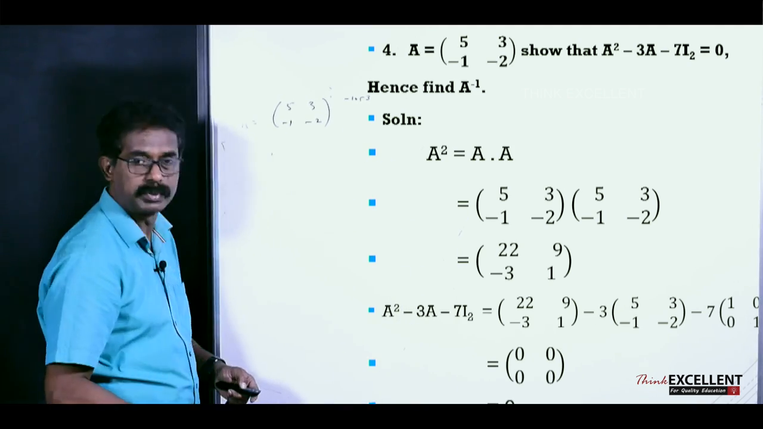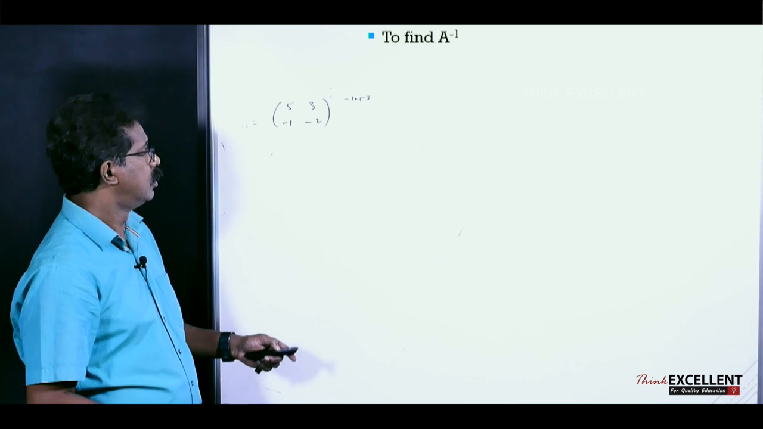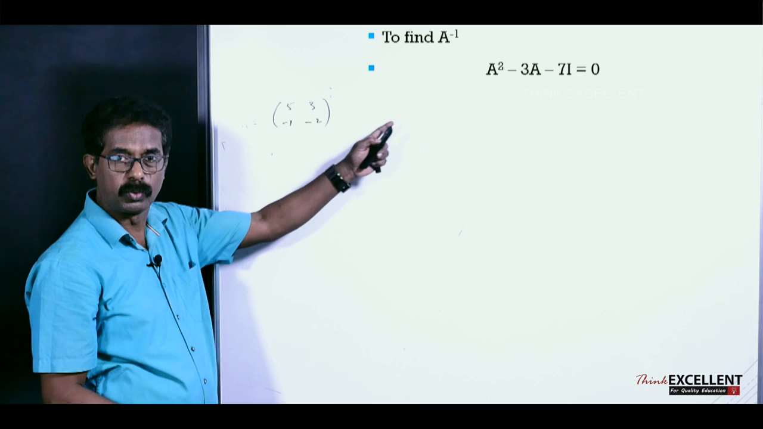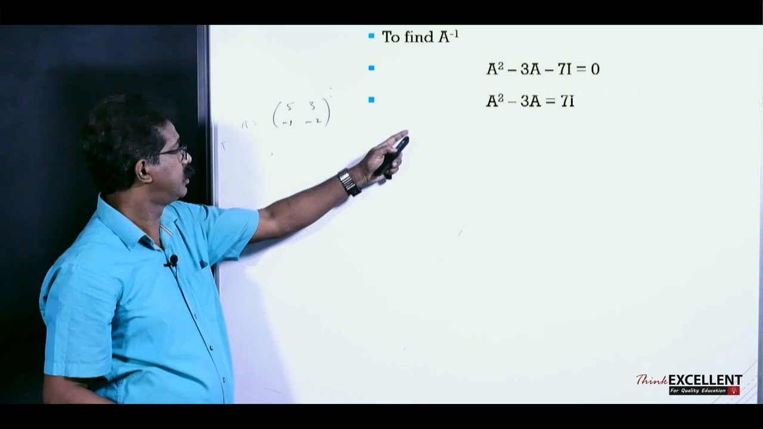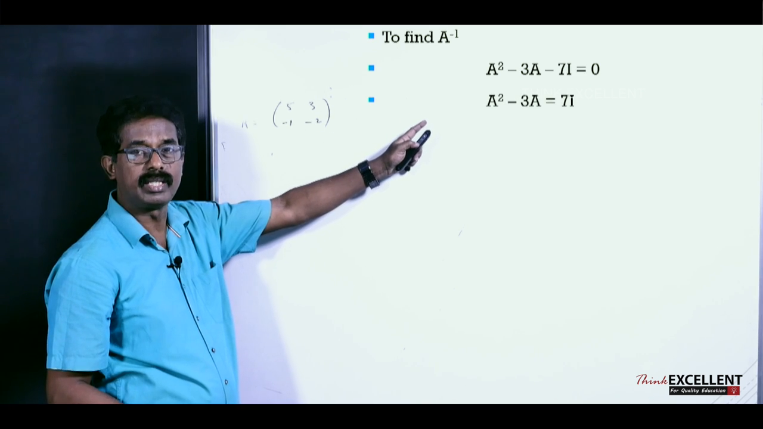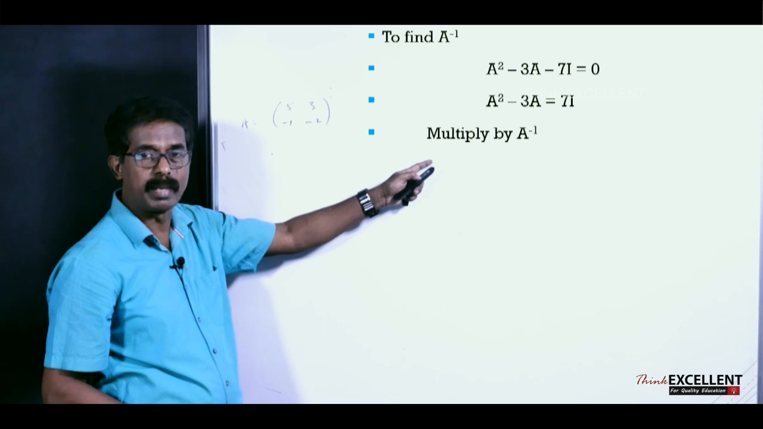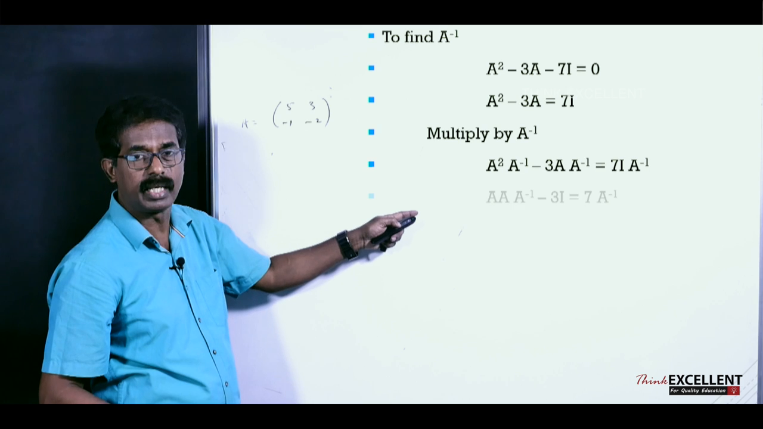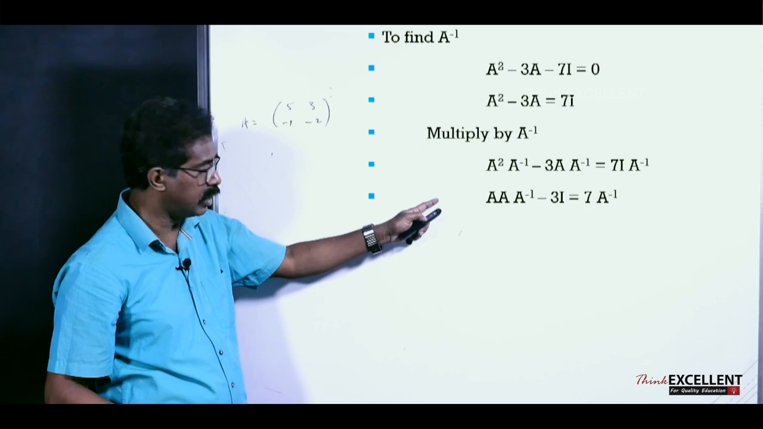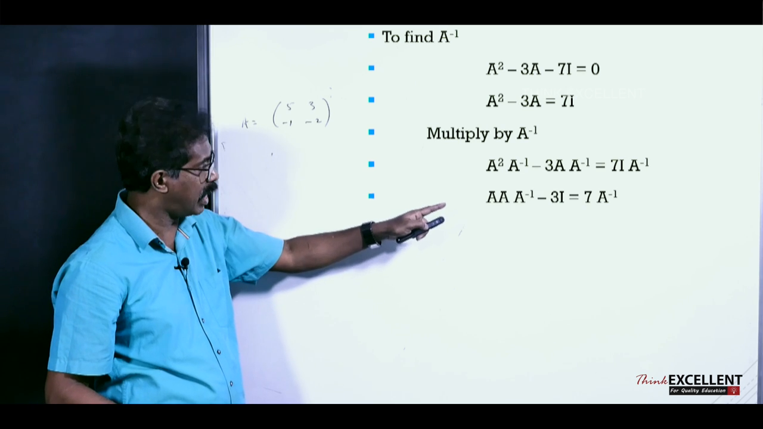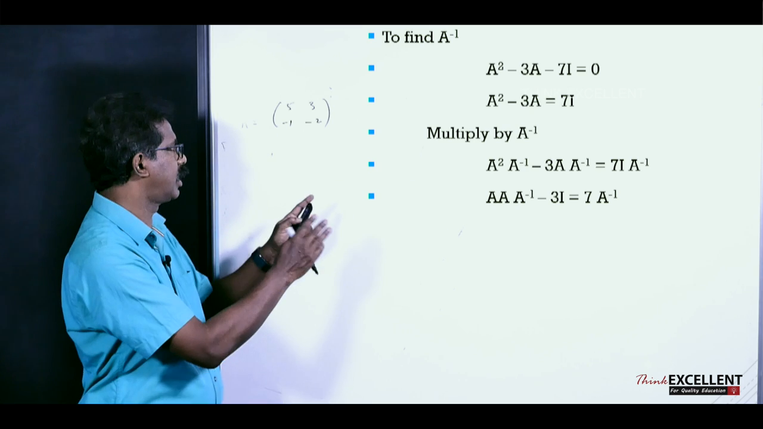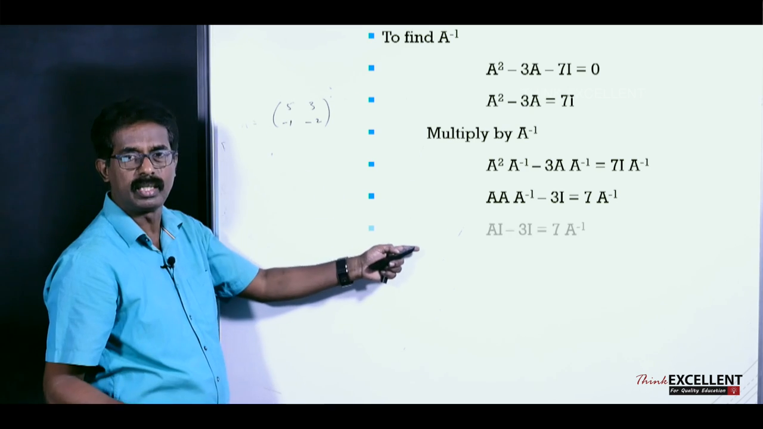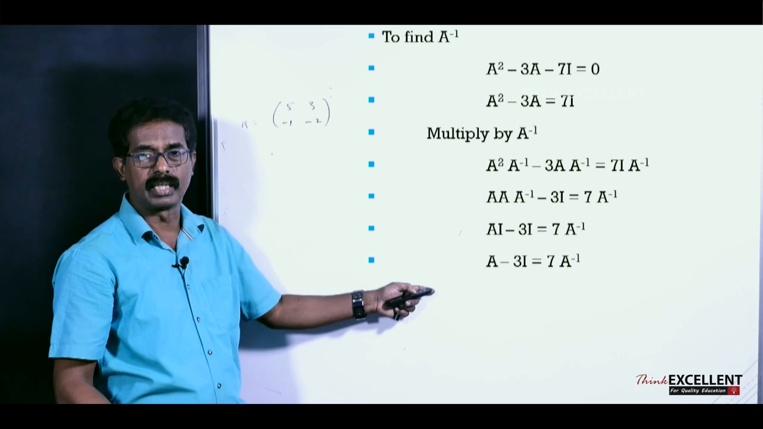So, listen to the steps again. First we proved this, right? We take that minus 7I to the right side. Then we multiply by A inverse. Then A square, you write A into A. So first A, leave it. Then A into A inverse is what? I. Any method, you can write A first or A inverse second, the same answer only. So when you simplify, you will get the answer like this, right?